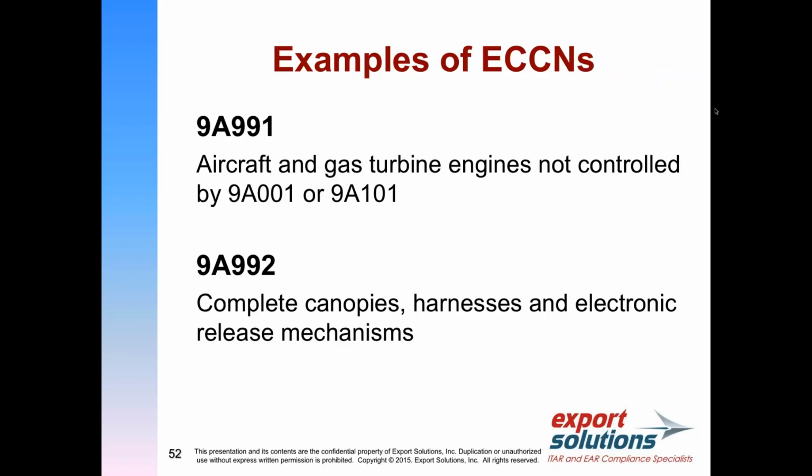9A991 is the ECCN for aircraft and gas turbine engines not controlled by 9A001 or 9A101. This is a really good example of how the EAR can be somewhat confusing, because now you've looked up an aircraft, oh, it's 9A991, and it says, but not controlled, so now you're going to have to go to 9A001 and 9A101 and see what's enumerated in them to make sure you're not captured under those ECCNs. 9A992 is complete canopies, harnesses, and electronic release mechanisms. Again, it's aircraft related, but it's a little bit more specified.